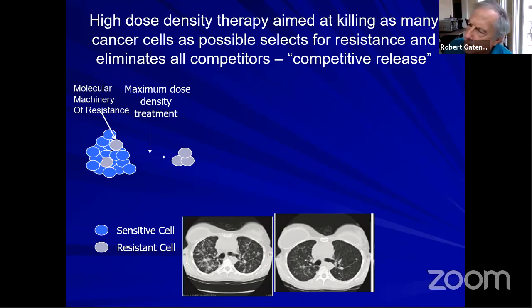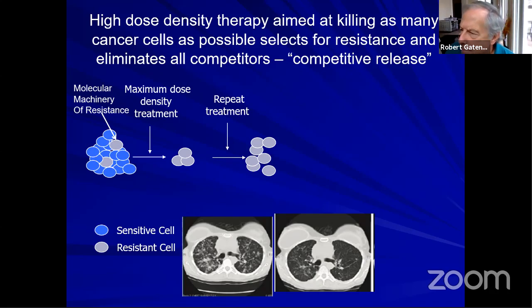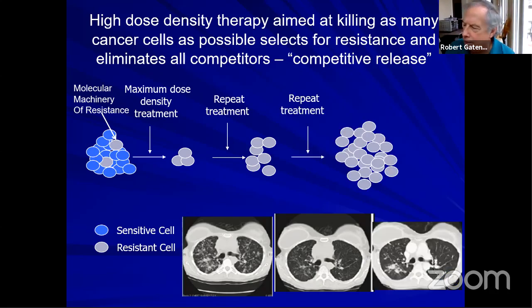And so when you give maximum tolerated dose, as effective as it is, it's also sowing the seeds of its own failure, because what it's doing is strongly selecting for resistance while eliminating all of the sensitive populations through this maximum application of treatment. And so you can continue to give the therapy, but it's futile. What you see then is that inevitably the cancer progresses.